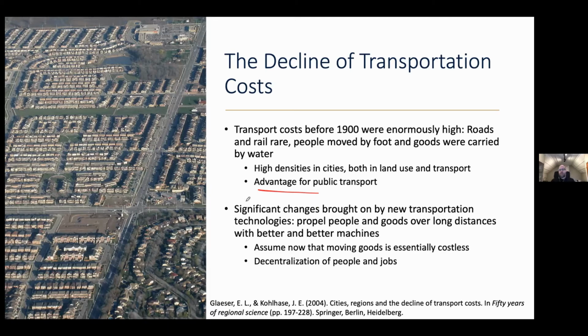So really significant changes get brought on by new transportation infrastructure and technologies within this context, that allow us to propel people and goods over longer and longer distances through better and better machines. And again, it's safe now to assume that relative to 1900, the cost of moving goods and people has become relatively costless. There's still costs involved, but certainly not to the extent that they were that long ago. But that decline in transportation costs is one of the main factors attributed to a very large scale decentralization of people's households and jobs over much of the last century.